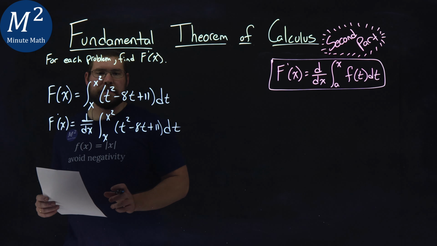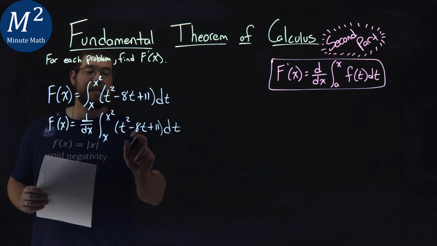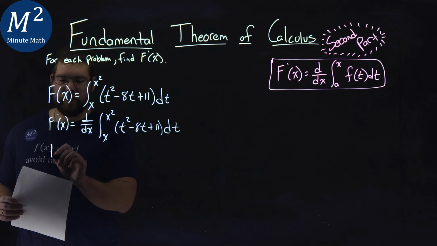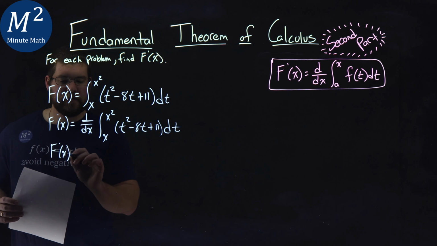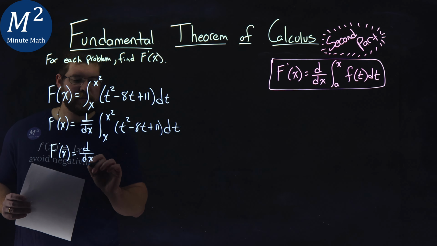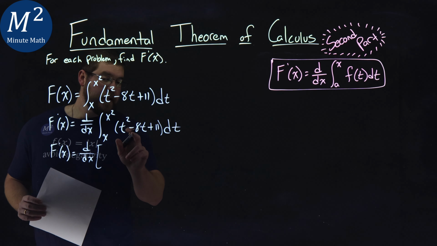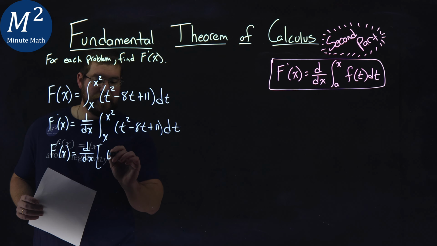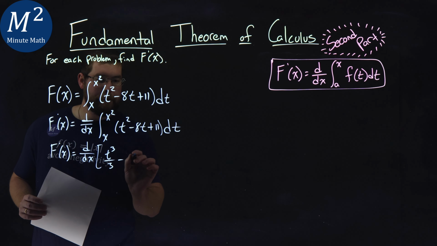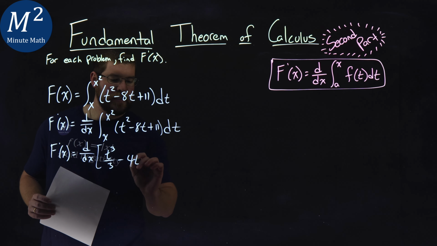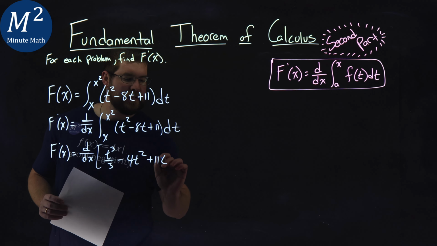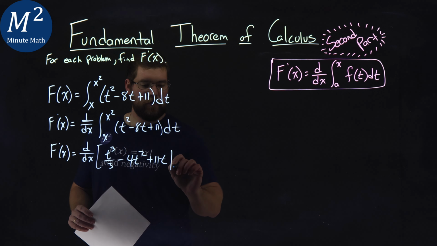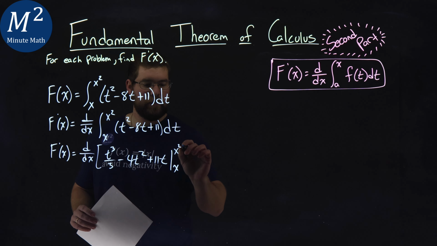First step, let's start from the inside. Let's take the integral of t squared minus 8t plus 11. Just baby steps here. F prime of x is equal to d over dx times, take the integral here. Well, that's going to be t to the third power over 3 minus 4t squared plus 11t. And we're integrating this from x to x squared.